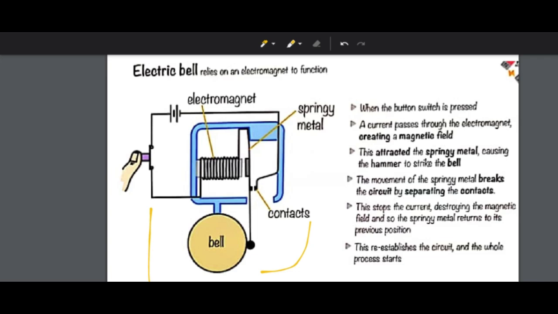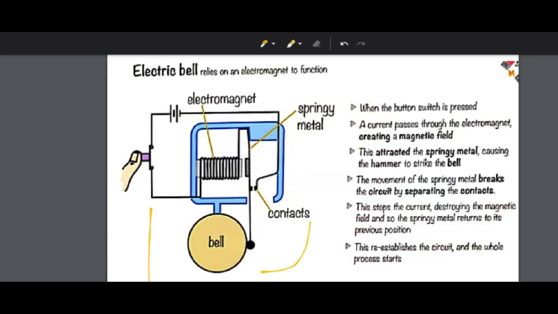So the springy metal causes the hammer to strike the bell. The movement of the springy metal breaks the circuit by separating the contacts. This stops the current, destroying the magnetic field. So the springy metal returns to its previous position. This reestablishes the circuit and the whole process starts again.